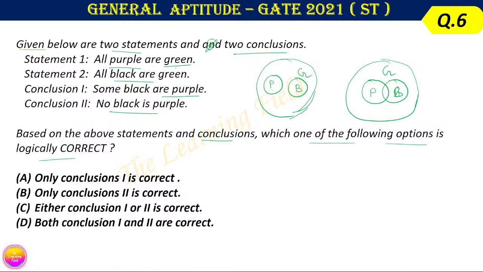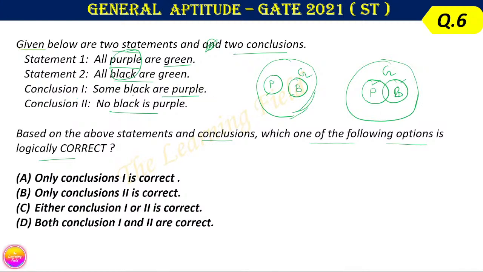See, all purple are green, this is true. All black are green, yes, this is also true. In this case also, all purple are green and all black are green. There is no statement given, no relation given in between these 2 colors, purple and black, therefore these 2 are the possible ways.